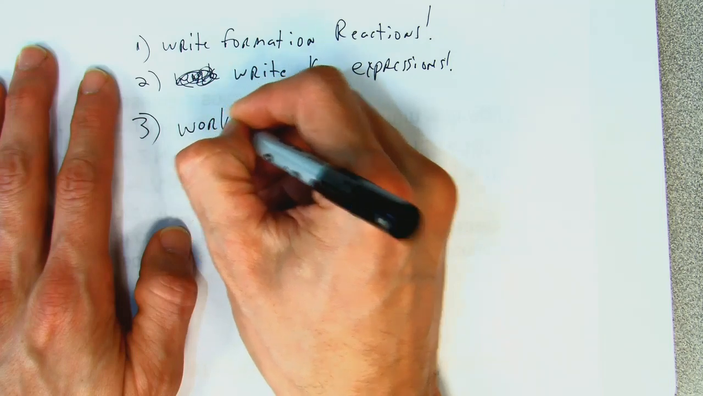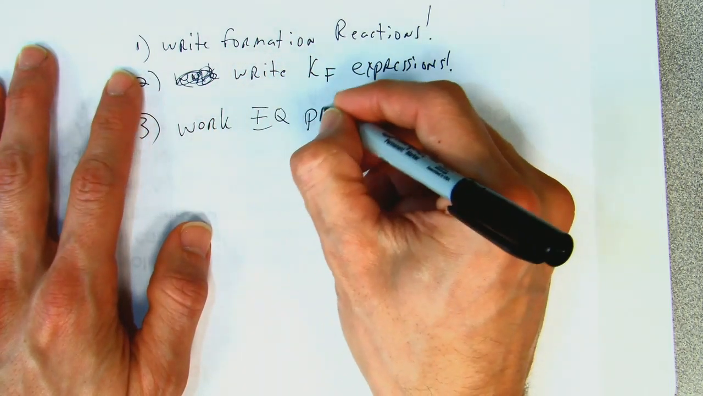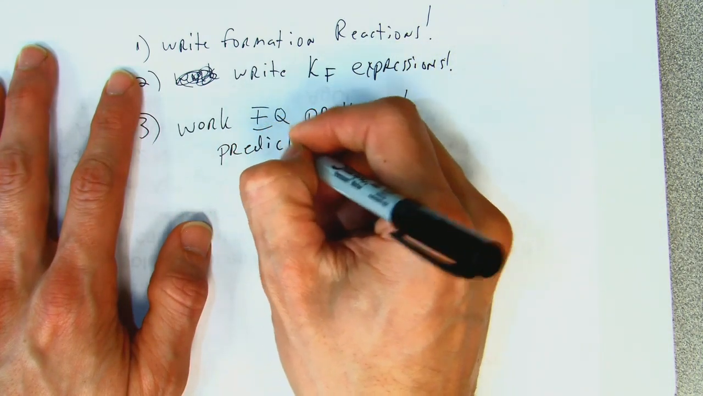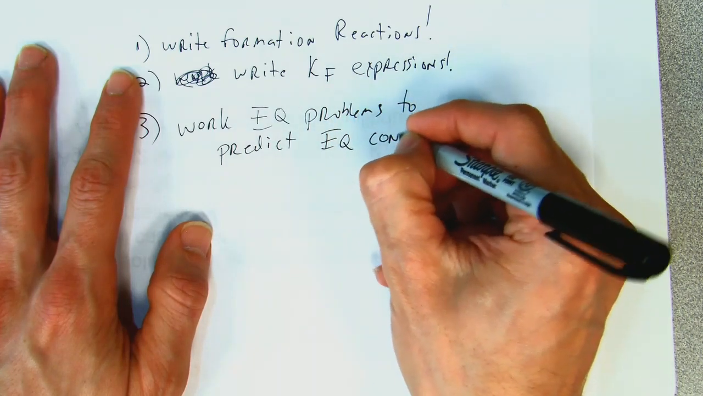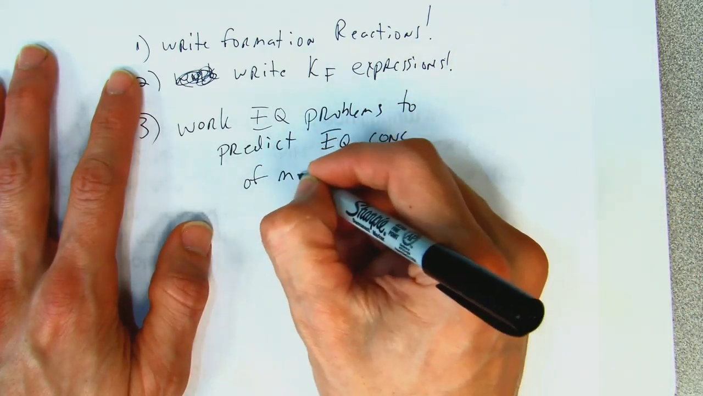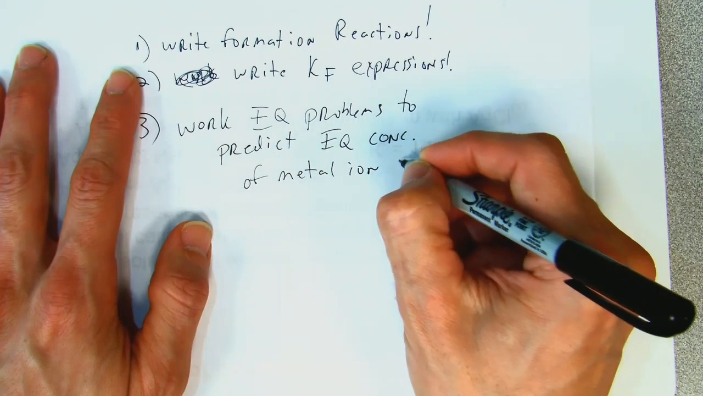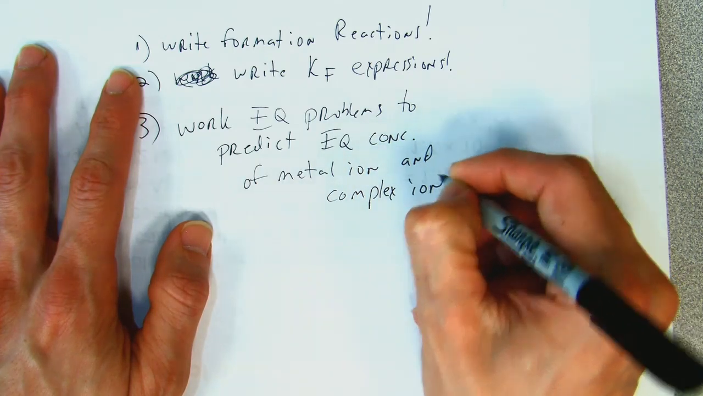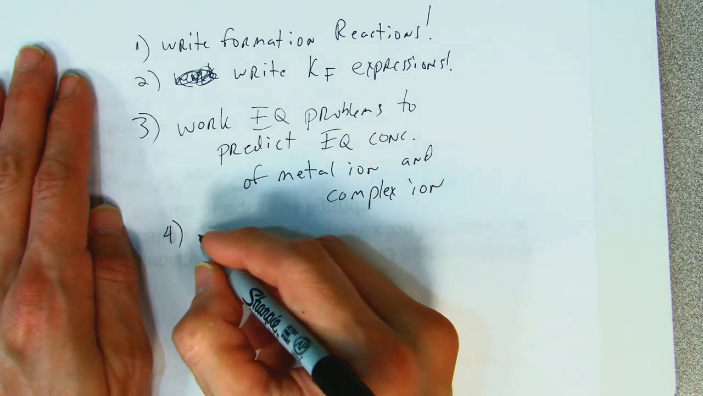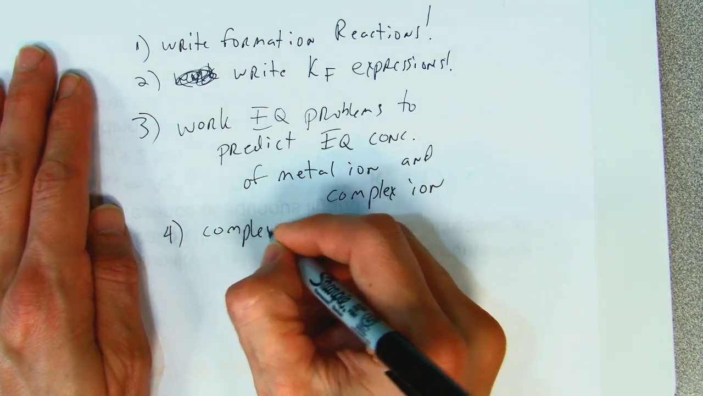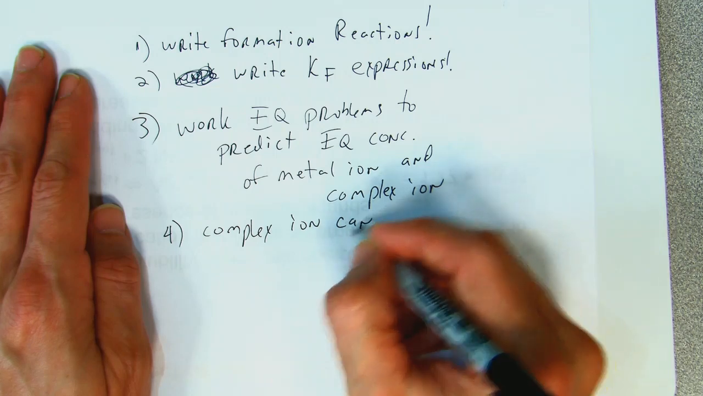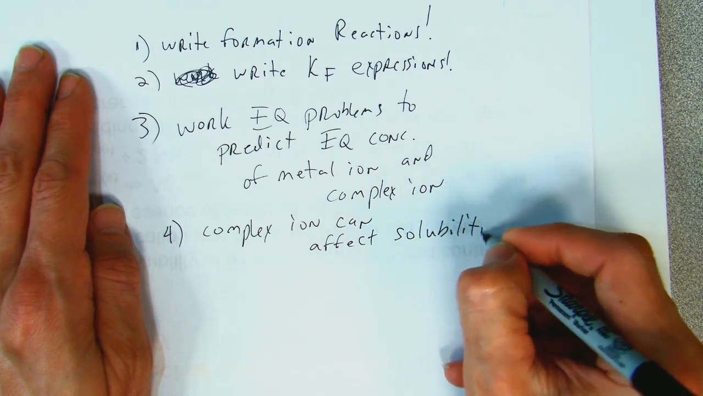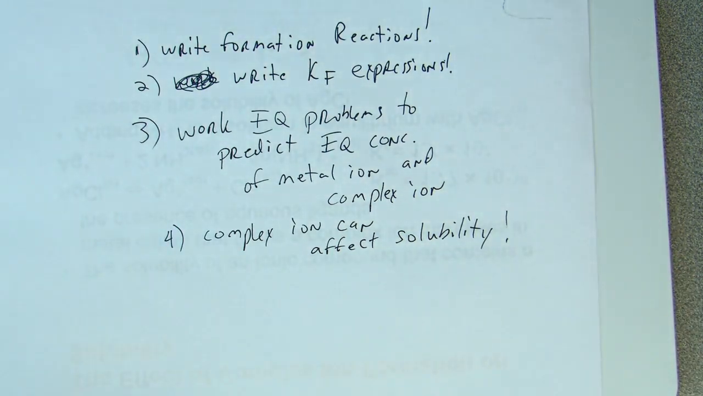And then I need you to be able to work the equilibrium problems to predict the equilibrium concentrations of the metal ion and the complex ion. And then 4, it'd also be kind of nice to know that complex ion formation can affect solubility, as I just spoke of, and how that might work, okay?